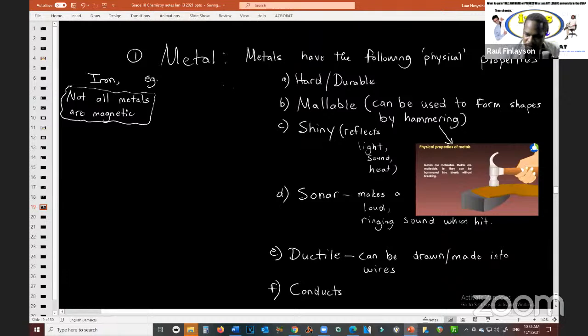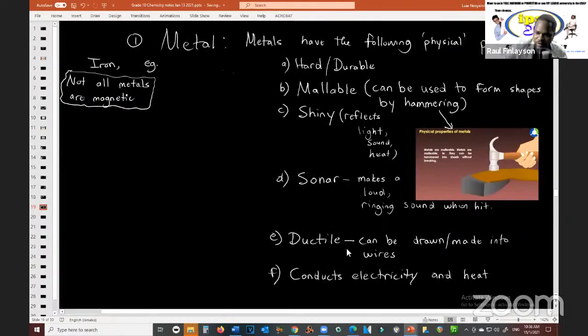So it conducts electricity and heat as well. And that's why you use it to make pots, because you want something that can conduct. All right. And so these are six. And the last one is high density, but then I don't know if I have space. Yeah, G. All right.